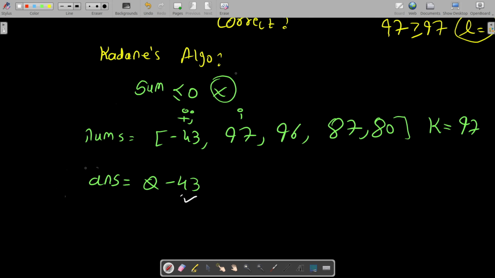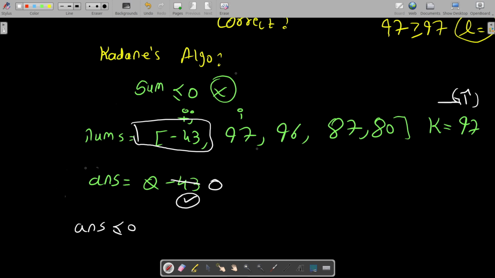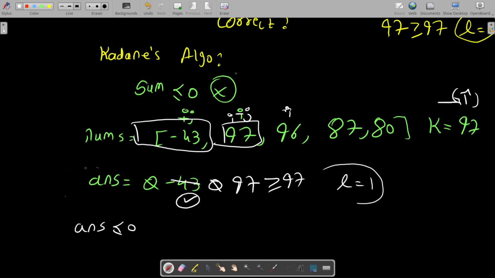this -43 is contributing towards the k. Is it increasing our sum or decreasing? So can I say if our answer goes negative anytime, we would take it as 0 and we could skip whatever is there and we would take j as here, and again our sum would go to 97 when I goes here, like I and j. So our 97 is greater than or equal to 97 and we got the length as 1.